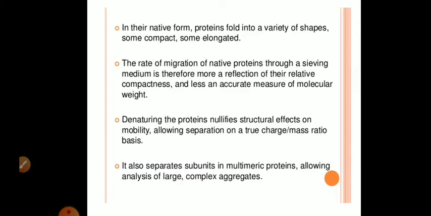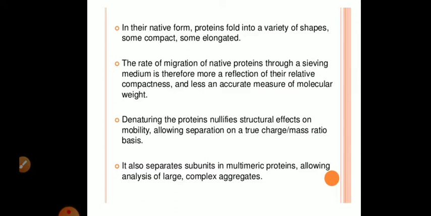Why? Because in their native form, proteins fold into a variety of shapes, and some become compact and some are elongated. When the different polypeptide chains are folded, they are held together by hydrogen bonds, hydrophobic associations or disulfide bridges, and they have a particular shape. Some may have a globular or compact shape, some may have an elongated shape. So, when you are performing electrophoresis, the rate of migration of the native protein through the gel is a reflection of their relative compactness, and we get a less accurate result. And hence, denaturation of proteins or separation of subunits of protein will reflect mobility depending upon true charge to mass ratio, and that's why the subunits need to be separated.